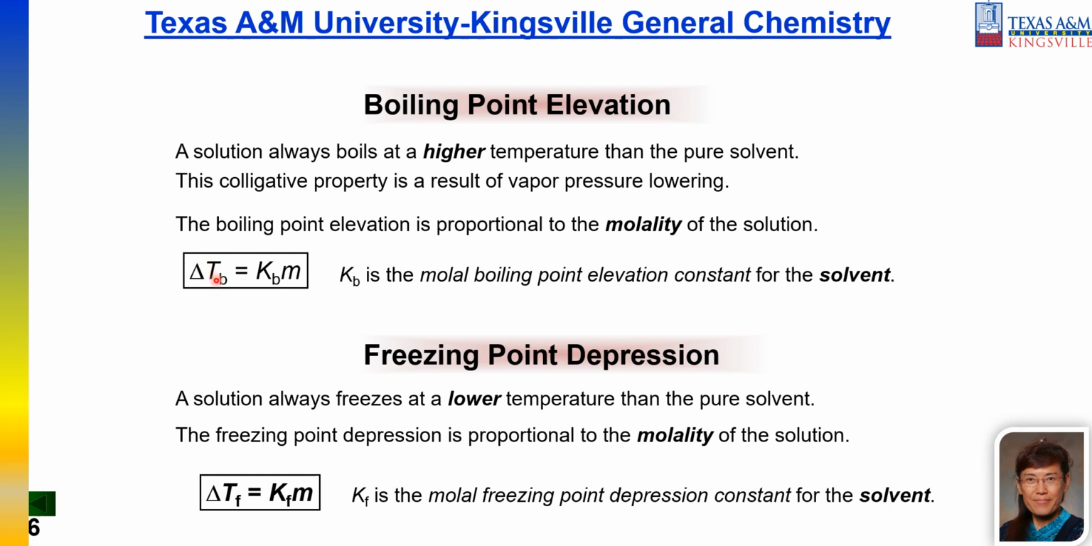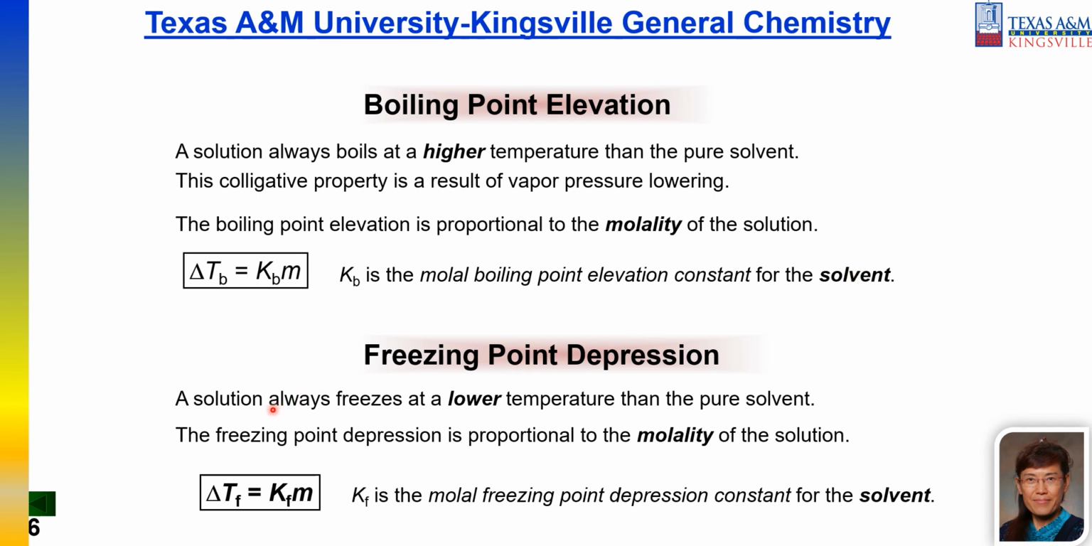You use the mass and moles-based concentration. Delta TB represents the boiling point elevation. Delta TB equals Kb times m. This Kb represents the molal boiling point elevation constant. It is a constant value. For different solvents, you can find this Kb for your particular solvent.